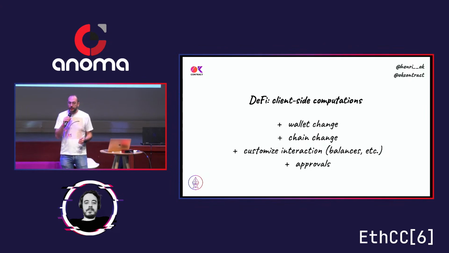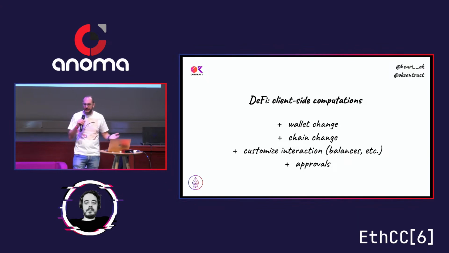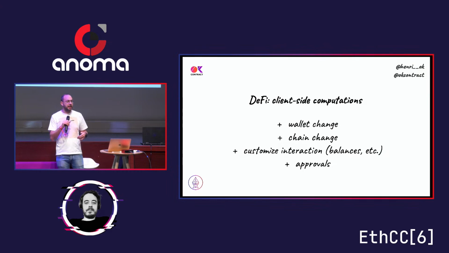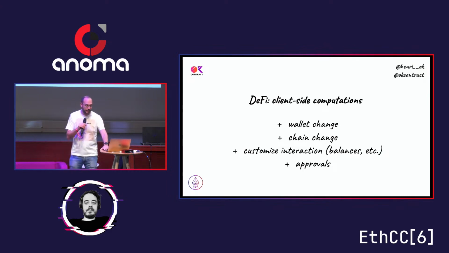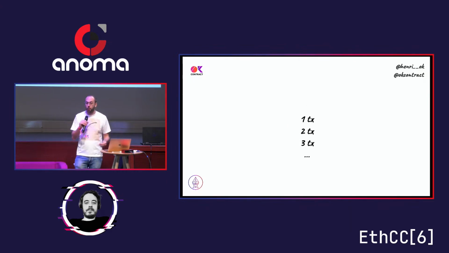Why that? Because unlike the very easy loot mint, here on DeFi, when you want to do something, you have to do client-side computations. And these client-side computations may require calling other contracts to get some data, some inputs. Then you need to manage wallet changes, chain changes, customize the interaction with balances, manage approvals. So there's a ton of stuff to do. And often it's more than one transaction.